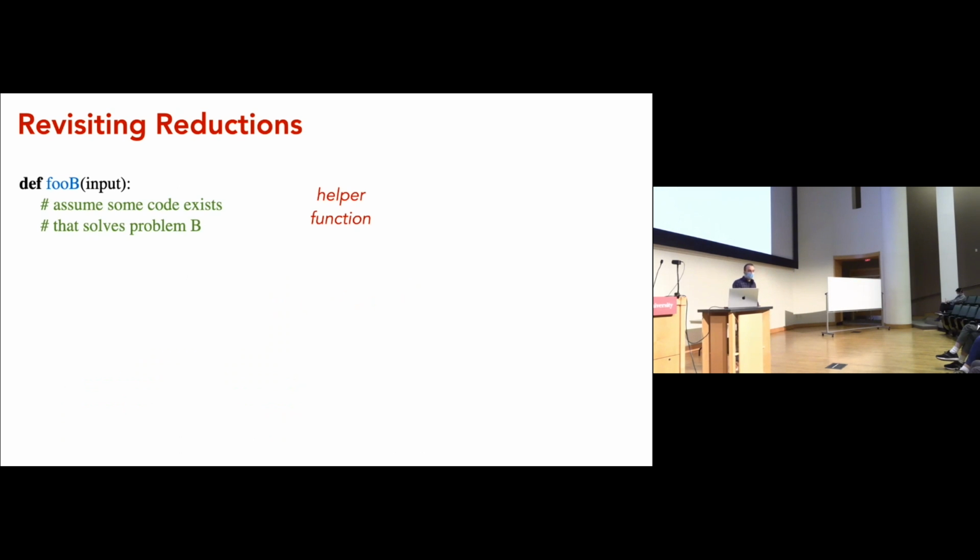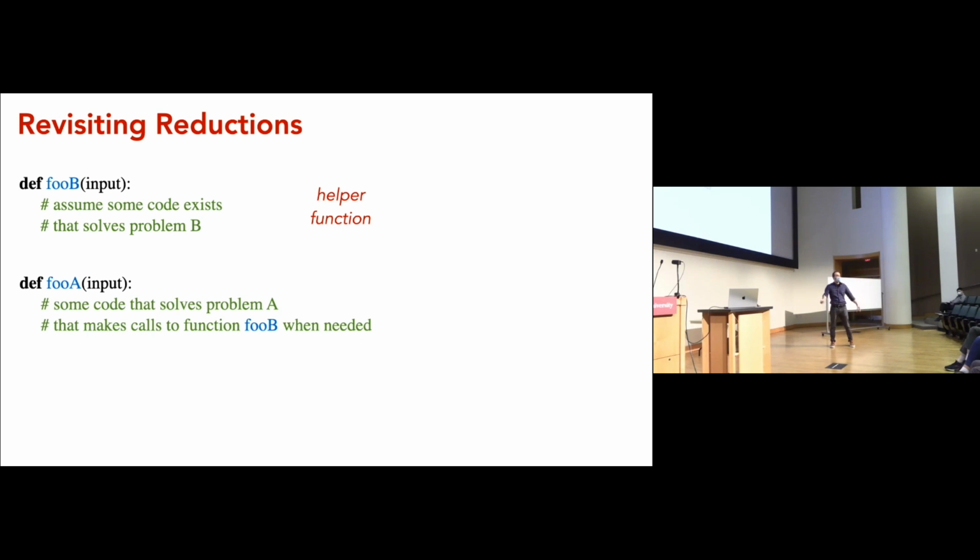In terms of programming, if you're imagining writing code, to give a reduction from A to B means you assume that there's some Python function that solves B for you. You don't care about the code inside. You don't know if it exists or not. But you just assume this exists as a helper function. And your task to reduce A to B is to actually come up with this piece of code. You have to write foo A for me that solves A. And you can call foo B as many times as you want in foo A. So to show A less than or equal to B, give me the code for foo A. That's what you need to do.